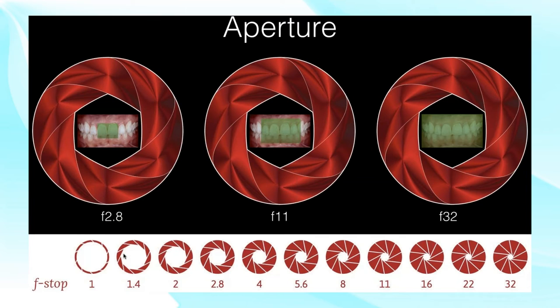If you ever take a photograph without external flashes, you're going to use a low f-stop. If you have a high f-stop, that means the aperture is going to be closed, not enough light is going to be coming in, and that's going to give you a dark image.